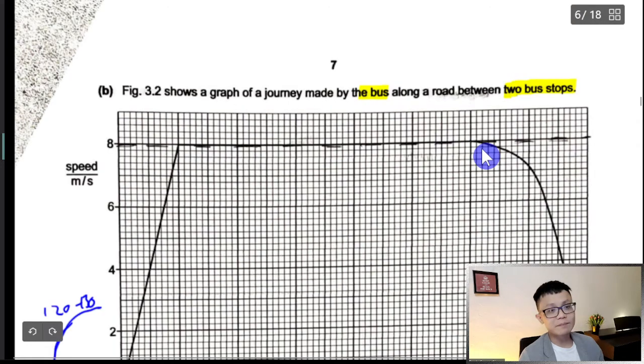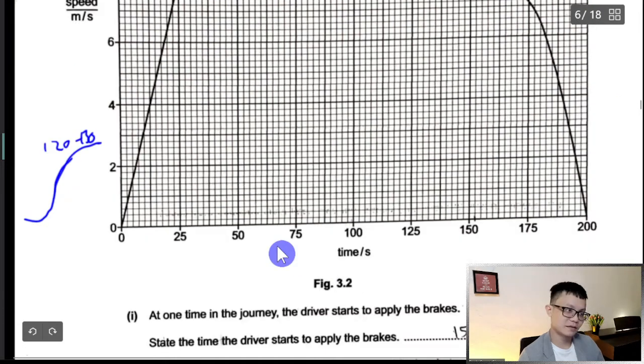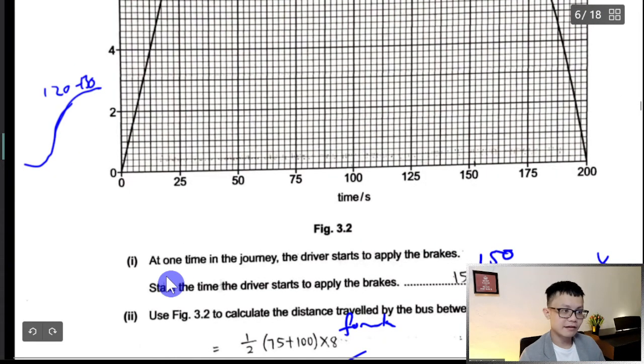And this one makes more sense: as you press the brake, you press a little bit of brake, and the more you press, the bus will eventually stop. It won't be constant also, or else with a sudden brake, all the people fall in front. You just brake slowly, more and more and more, like a train. Eventually the train will stop. So the later part is more realistic. The front one is, I think, a bit unrealistic. At one time of the journey, the driver starts to apply the brake. State the time of the start of braking: it is 150 seconds.